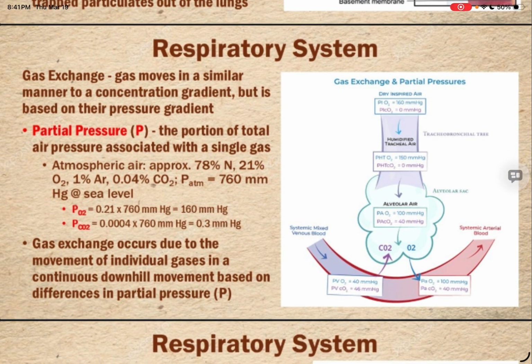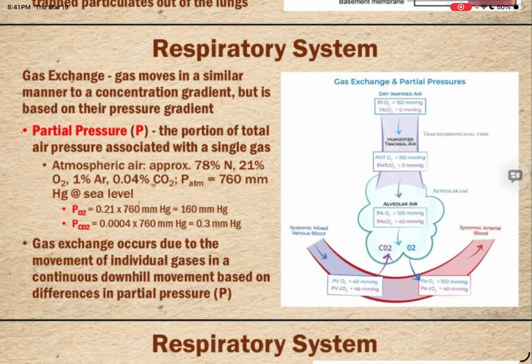Gas exchange is also important. Gas moves in a similar manner to a concentration gradient, but it's based on the pressure gradient, partial pressure. Partial pressure. Keep that in mind. PP, partial pressure. It's the portion of total air pressure associated with a single gas. For all of my math and super smart folks, feel free to go ahead and read the bullet points under partial pressure. To me, it doesn't make much sense, but it might to you. We don't need to know that for this upcoming test, though.